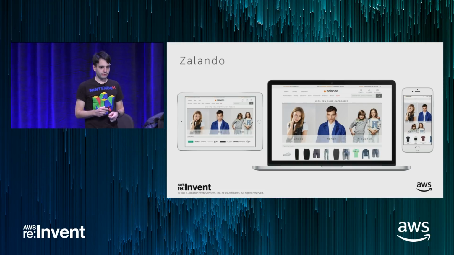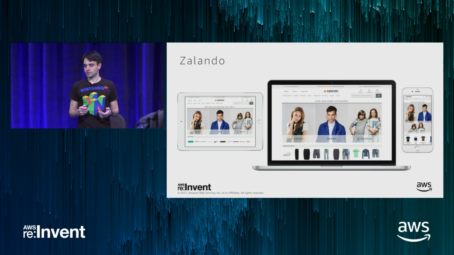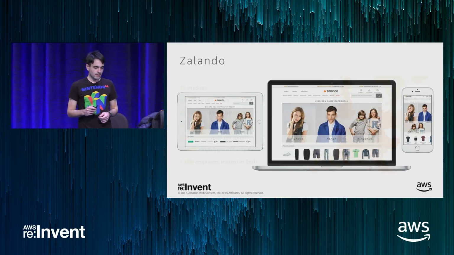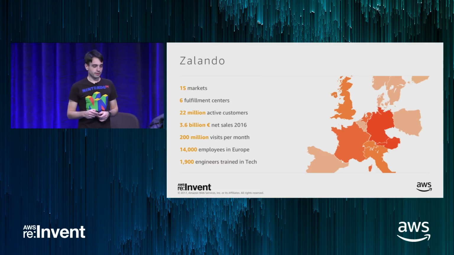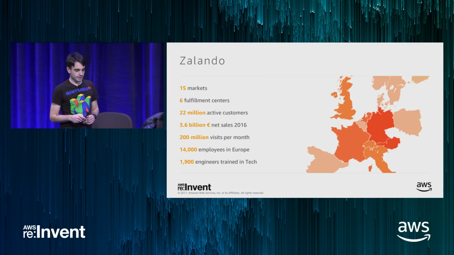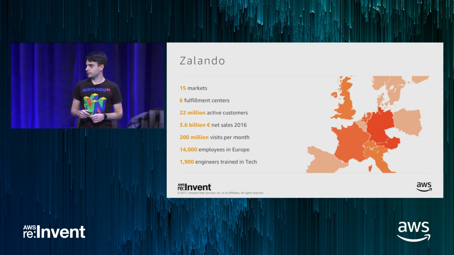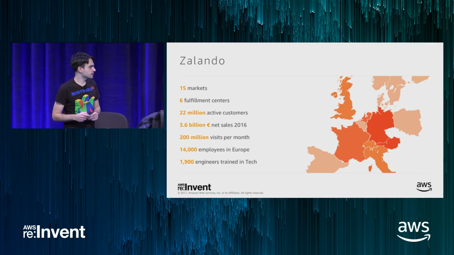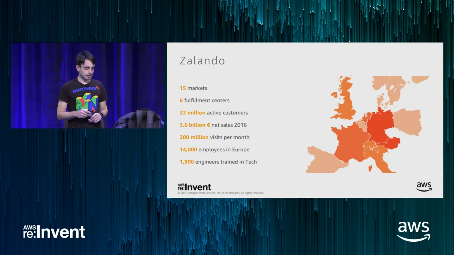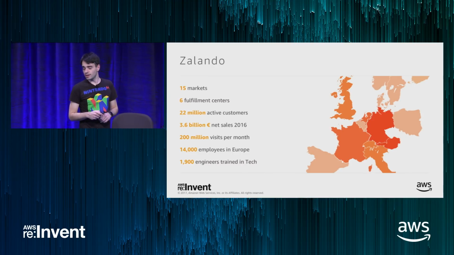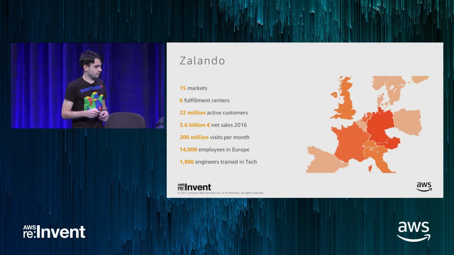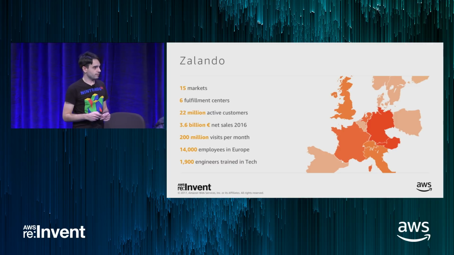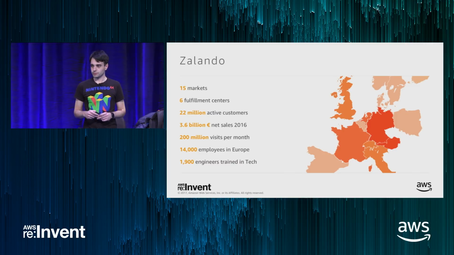Zalando is the leading European fashion platform. So if you're not from Europe, from the US, or from all over the world, you probably never heard of this. But to let you understand the scale, those are the numbers. We operate in 15 markets in Europe with 6 fulfillment centers, 22 million active customers, and some other numbers like 3.6 billion in net sales last year. And most importantly, we have 14,000 employees, of whom around 1,100 are engineers working in tech, and they have some years of experience using AWS.